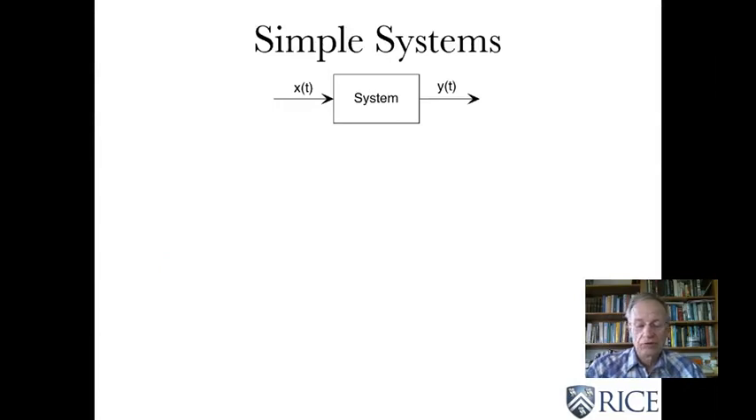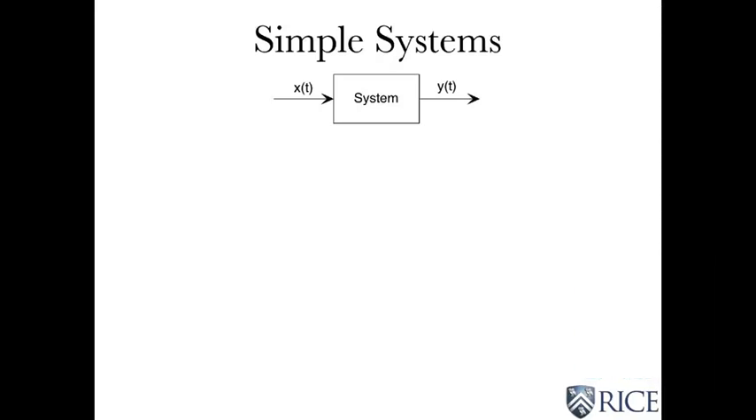All right, so let's talk about some simple systems, ones that are pretty easy to understand. And the first one is quite simple. It's called a gain. What this system does is the output is equal to the input times a gain, a number g, a scalar. So I think that's pretty easy to understand. It just takes the input, multiplies it times a number, and that's its output.